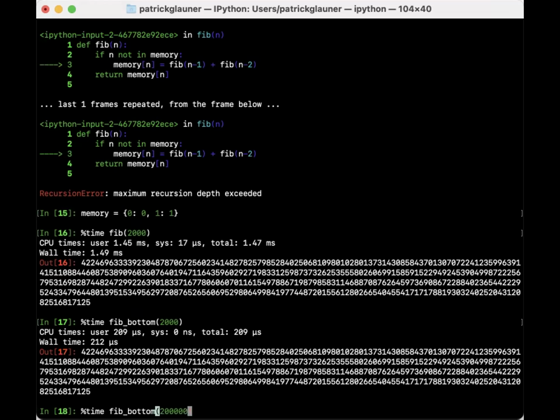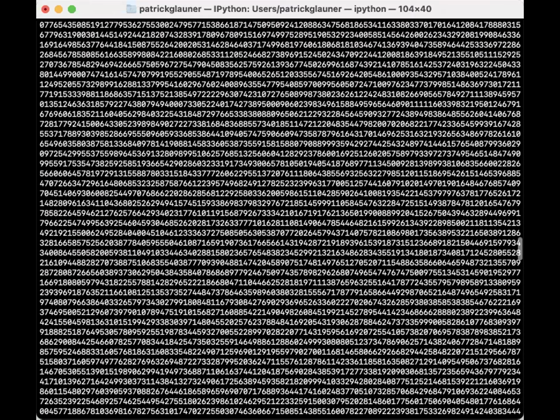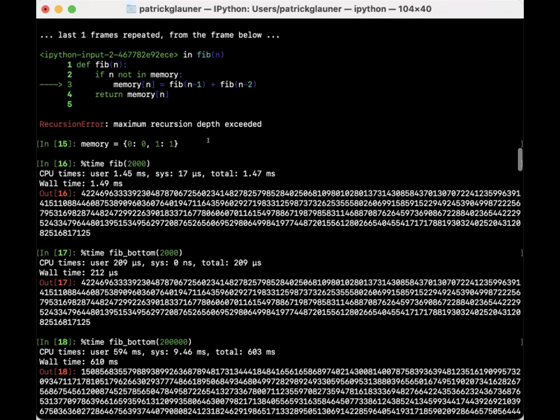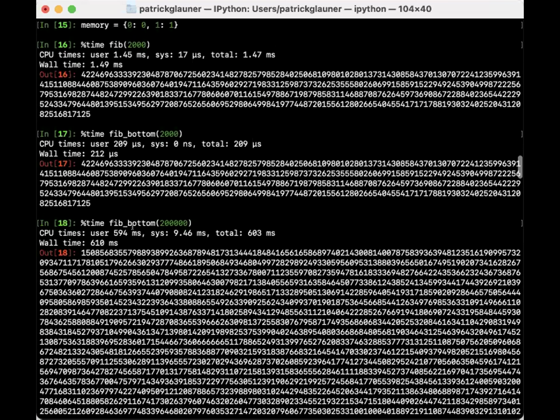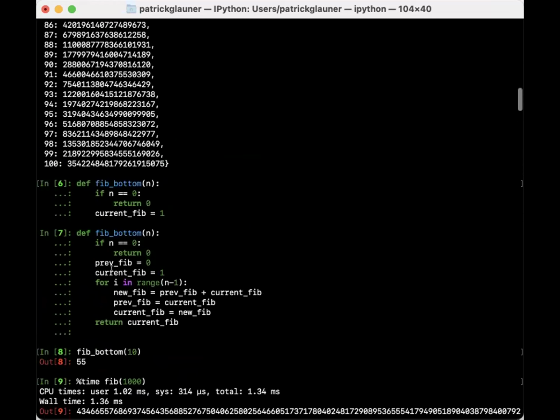And for the bottom up one, I can also put in a much larger value, as you can see, and I don't reach the maximum depth in the recursion. With the bottom up, I can calculate a very large Fibonacci number very, very quickly, because I don't need any recursion at all. And I don't have this memory. So I'm always starting from scratch for a new call of the function, but I don't need any recursion.